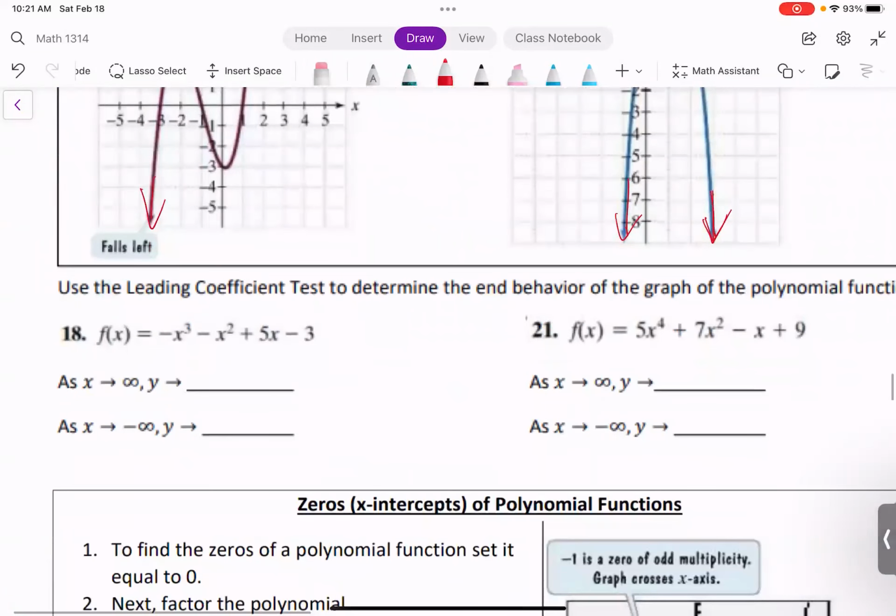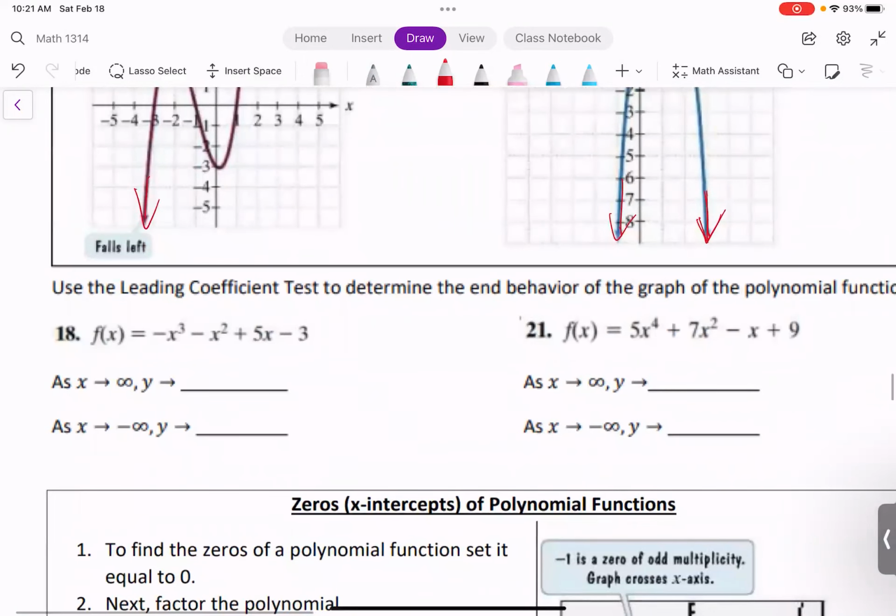Okay, let's see the examples here. Use the leading coefficient to determine the end behavior. Let's see the first function, f of x equals negative x cubed minus x squared plus 5x minus 3. First, decide the right end. The right end negative means going down.